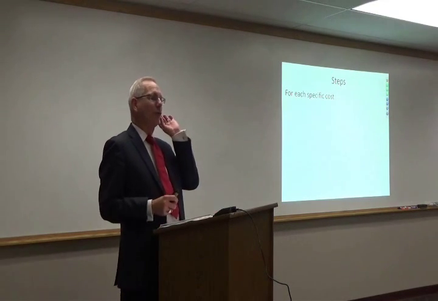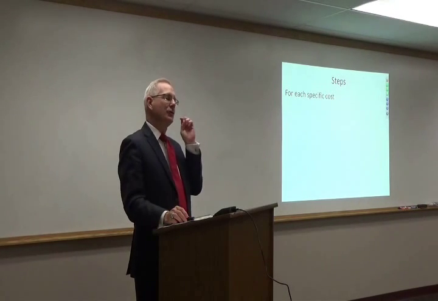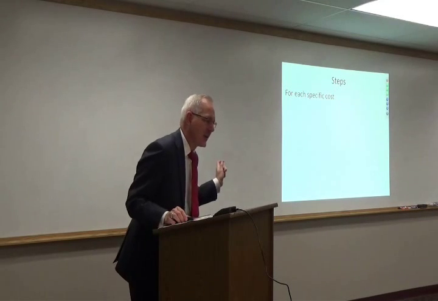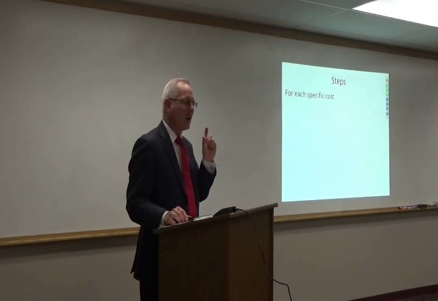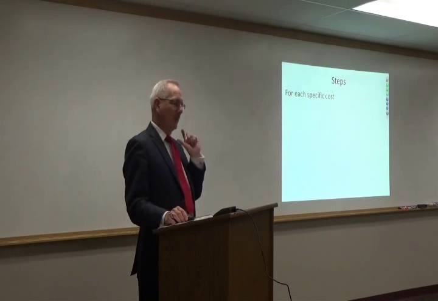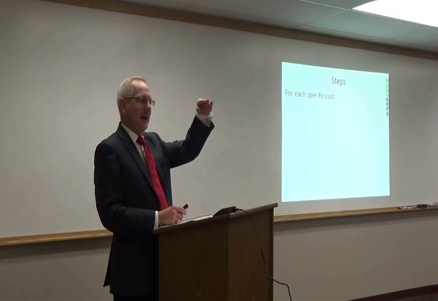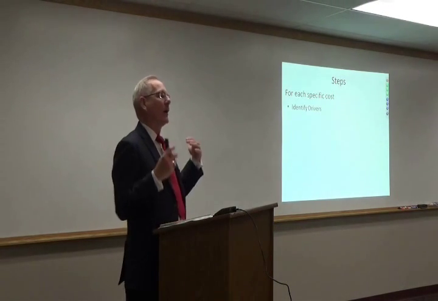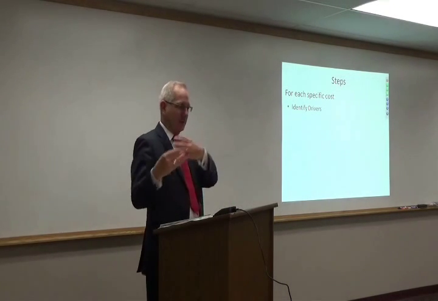So, for each specific cost, what I'm assuming now is you've erased, you've crossed off on your budget all the things that you're not responsible for. Okay? We're talking just about your controllable costs. How will you budget them now? Take each line. First line, identify what are the drivers that make this line work. And I'll explain that in a minute.